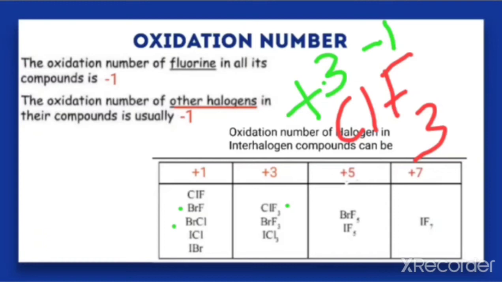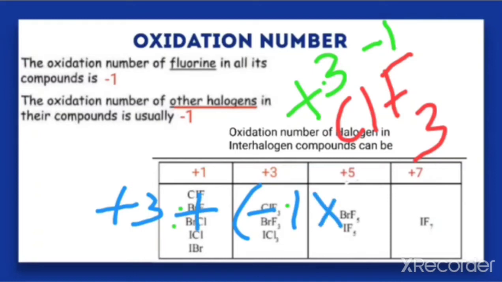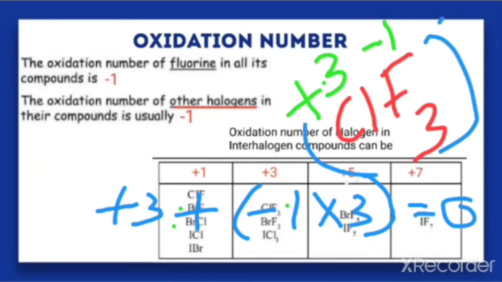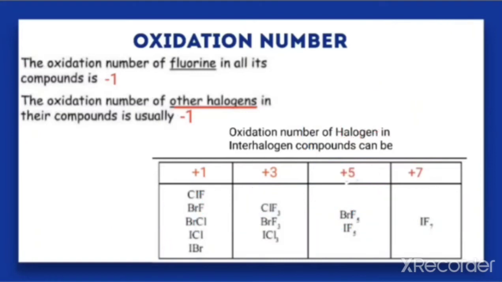So how will the molecule be neutral? Because here only one Cl is there, so +3 is the charge on one Cl, and -1 is the oxidation state of F. And how many F are there here? 3 F are there. So into 3, that is -3, so +3 minus 3 is equal to 0. That's why this molecule is neutral, because the overall charge is 0 here. So in the case of IF7, the oxidation state of I is +7.